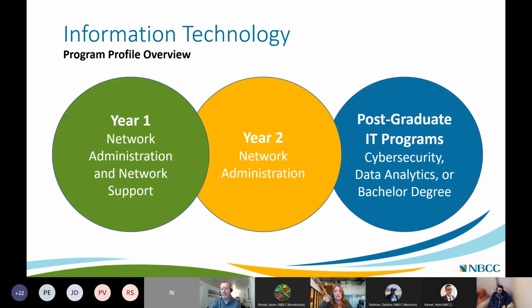From there, most people are happy with the certificate, but some people want to continue on, and they will take programs that are provided by NBCC, such as cybersecurity, data analytics, or they may want to go on and do a bachelor degree. We do have agreements with a number of universities, and you can continue in a Bachelor of Technology at Dalhousie, a Bachelor of Applied Management at UMBSJ, or a Bachelor of International Studies at St. Stephen University. So there are many options for you if you want to continue on after you get your certificate. Next slide.